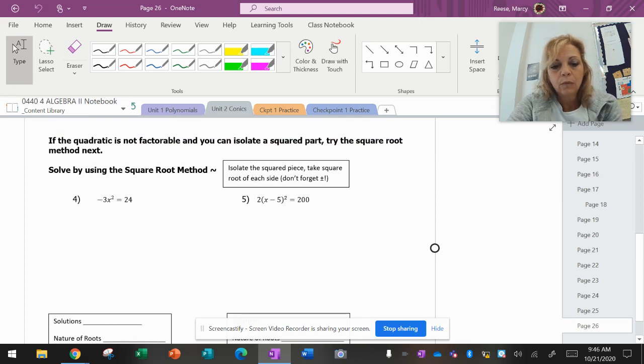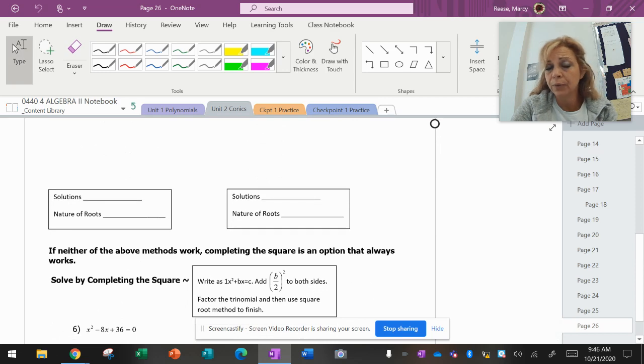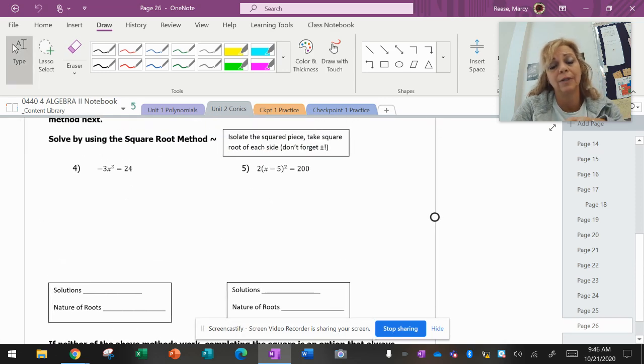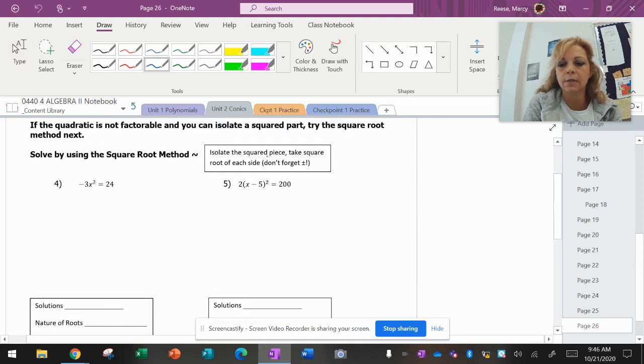So with the square root method, what we talked about yesterday is that we're solving quadratics. So we did factoring. You can do other methods. You can do the square root method. You can do completing the square. And then the actual lesson today is the quadratic formula. Okay, so if you're solving by using the square root method, it says isolate the square root.